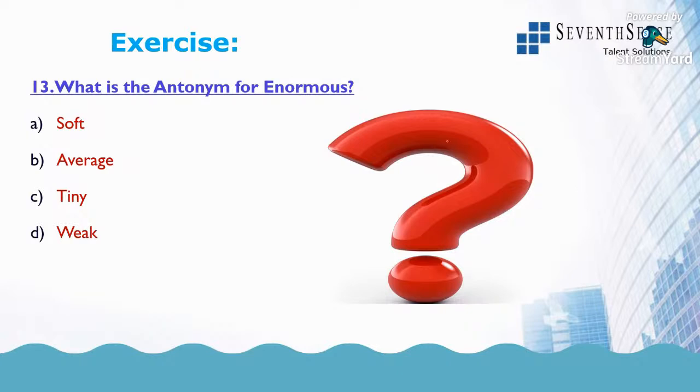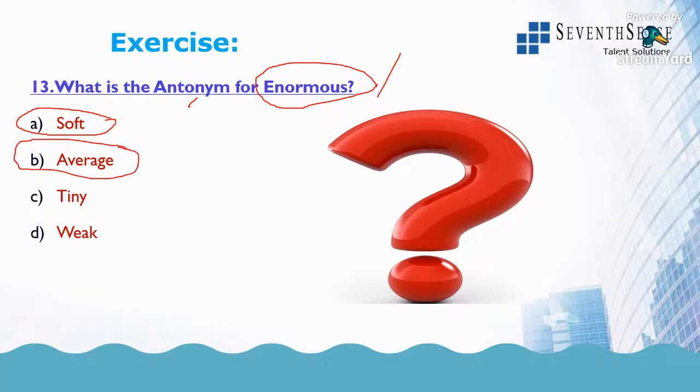Coming to the antonym of enormous. Enormous means huge, a huge amount. They are asking for the antonym. Soft is not related. Average is also not related to enormous. They are asking for the opposite word, right? Huge and average are not related, they are not opposite in meaning.